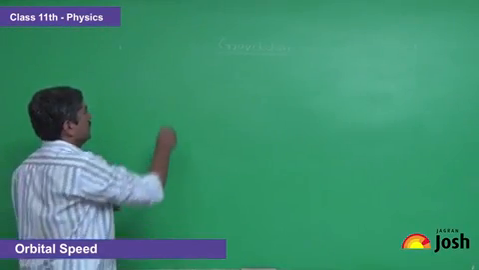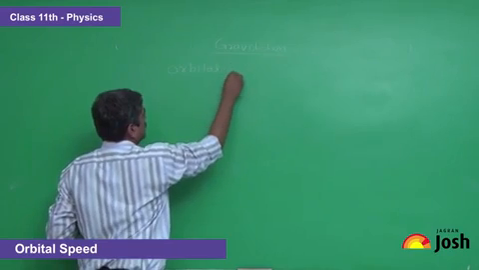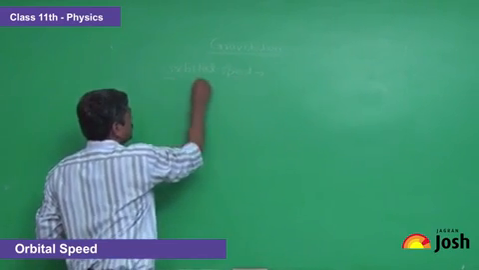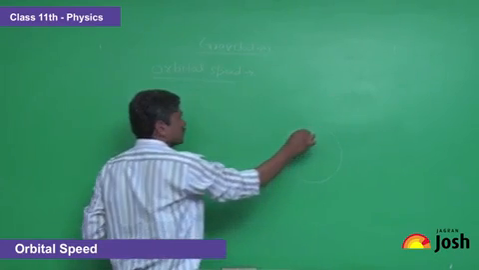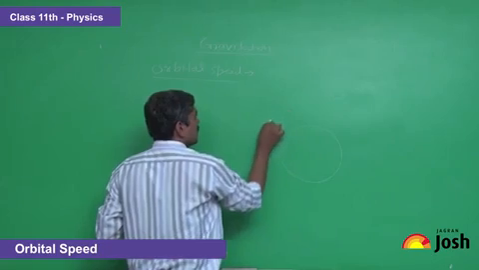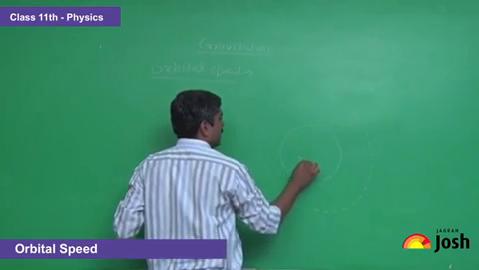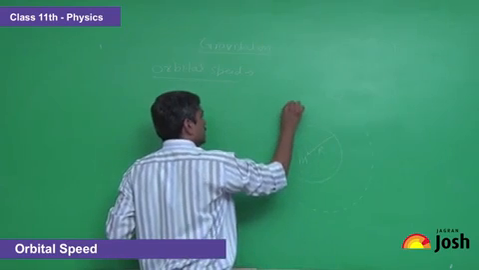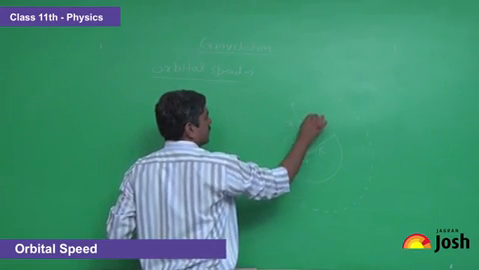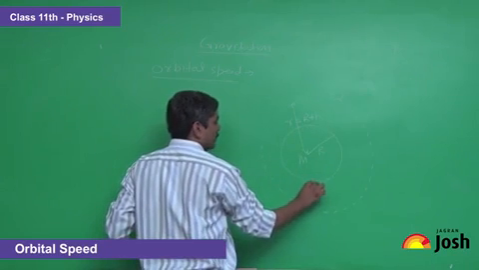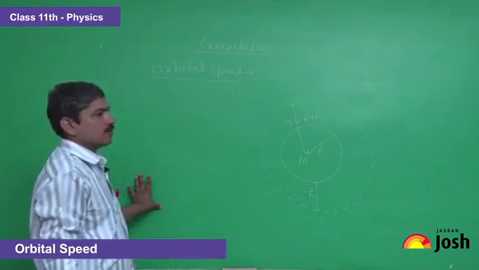In this topic, we will study the orbital speed. What does it mean? It means the minimum velocity required by a satellite, natural or artificial, to revolve around a planet of mass m and radius r. Let us say the radius of the orbit is small r, which is given as capital R plus h, where h is the height of the satellite above the surface of the earth.